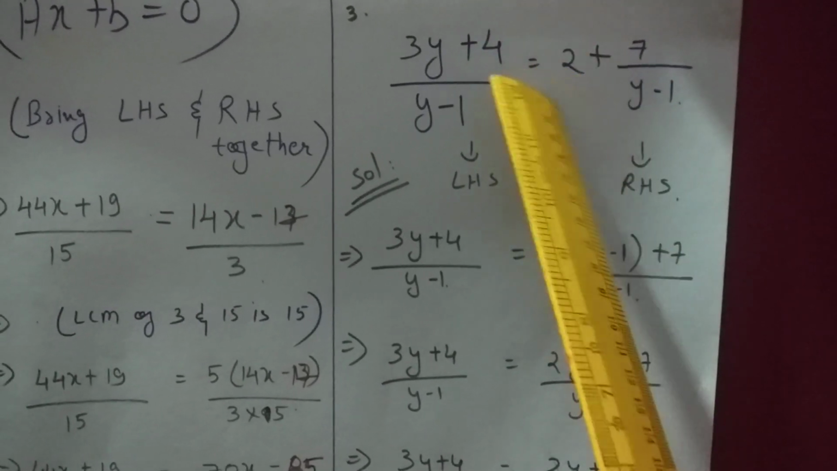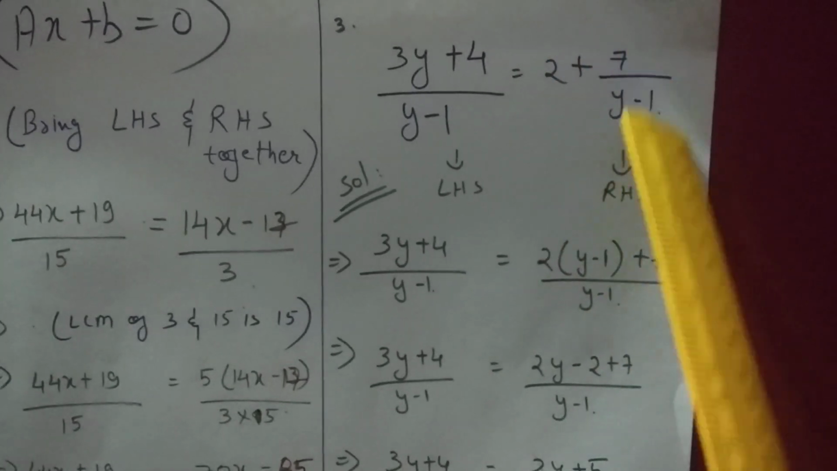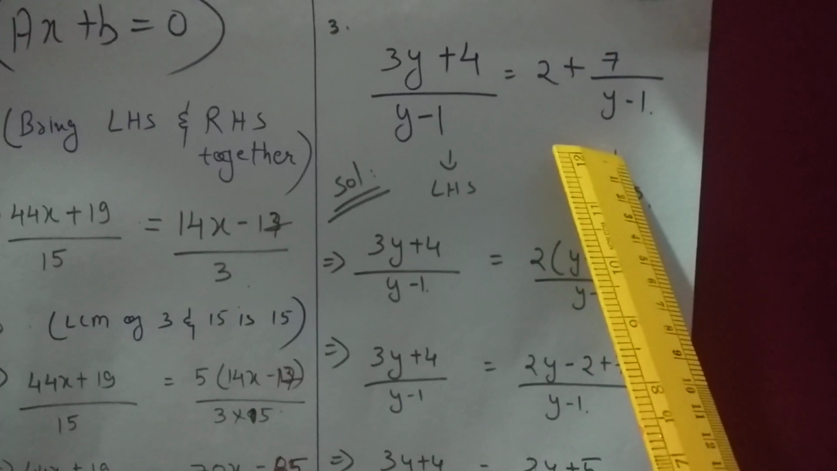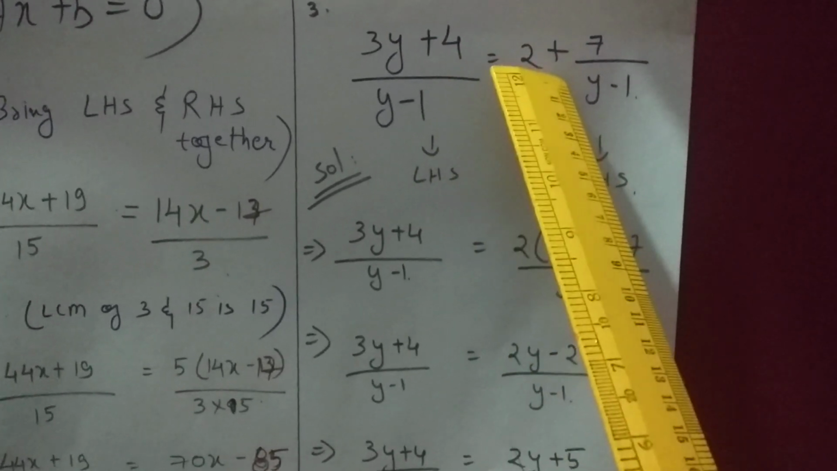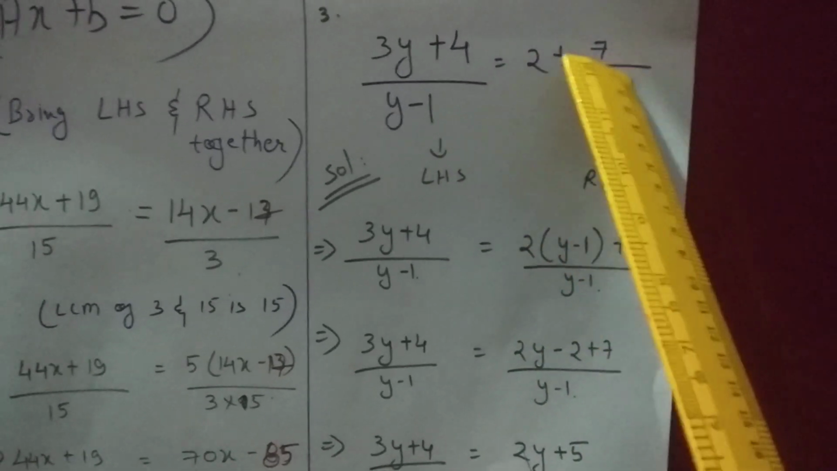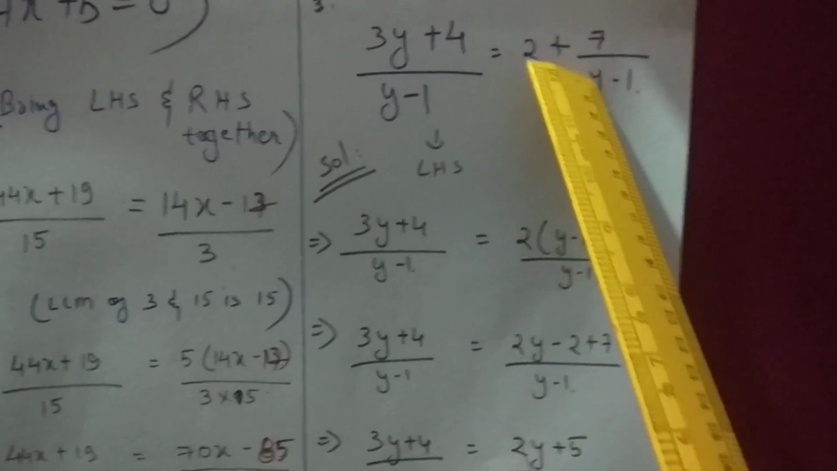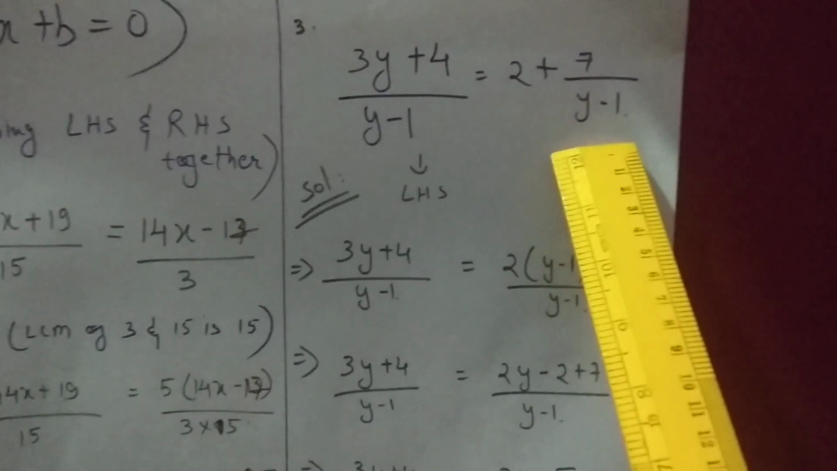Because this is only 2 here and this is in the form of p by q, that is numerator by denominator, we will bring the same denominator here also. Below 2 we will bring this denominator y minus 1, because y minus 1 is the LCM of this whole term.